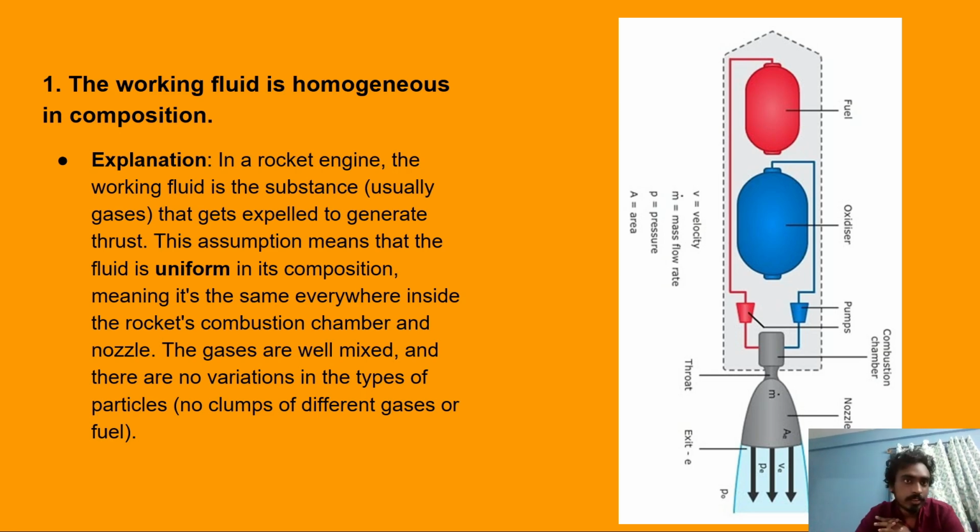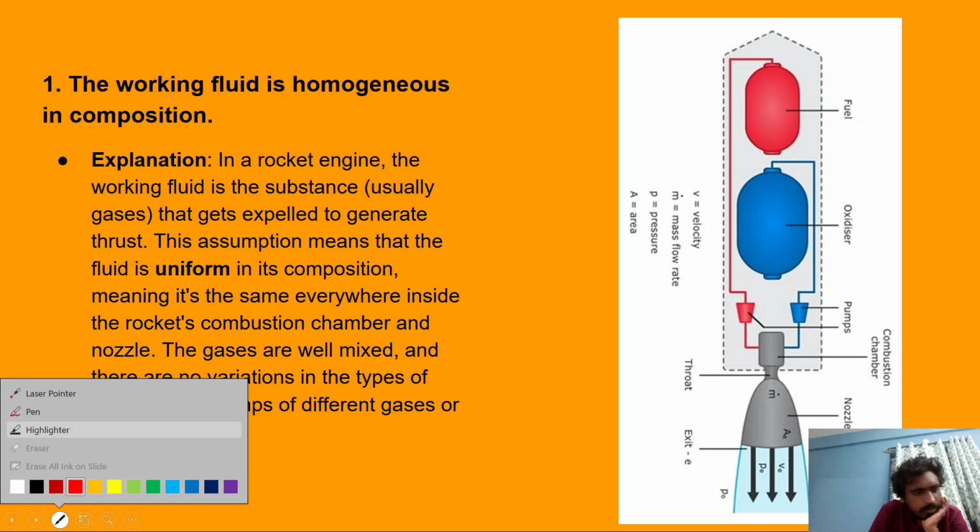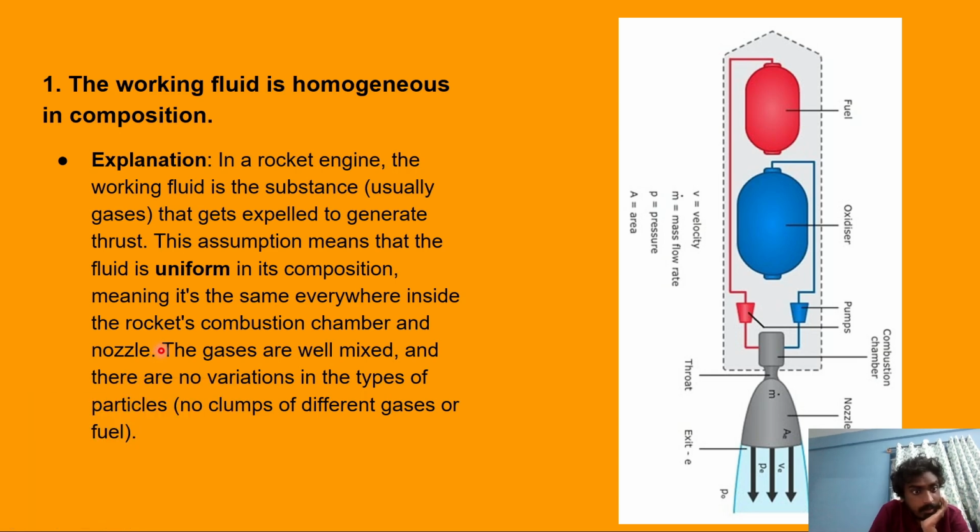So the first ideal condition which a rocket should follow is that the fuel inside the rocket should be uniform everywhere. Now, what does it mean? It simply means, I'm just stating the obvious, like gases are well mixed. No clumps of different gases of fuel. There should be no clumps, like all fuel and oxidizer should be well mixed. Uniform composition. Just like salt mixes in the water, fuel should mix in the oxidizer, homogeneous.